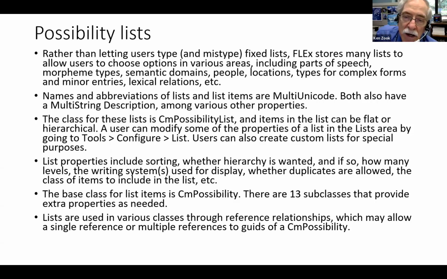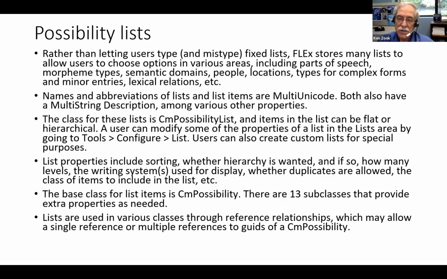Rather than letting users type and mistype fixed lists, FLEx stores many lists to allow users to choose options in various areas, including parts of speech, morpheme types, semantic domains, people, locations, types for complex forms and minor entries, lexical relations, etc. Names and abbreviations of lists and list items are MultiUnicode. Both also have a MultiString description among various other properties. The class for these lists is CmPossibilityList, and items in the list can be flat or hierarchical.